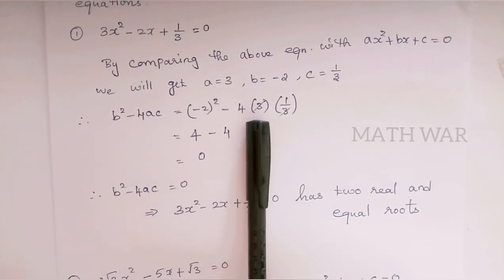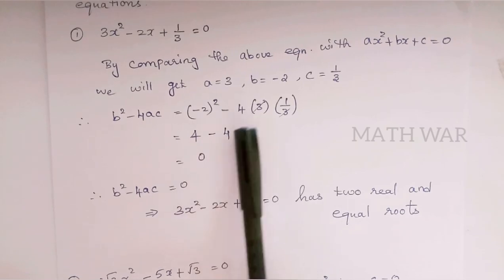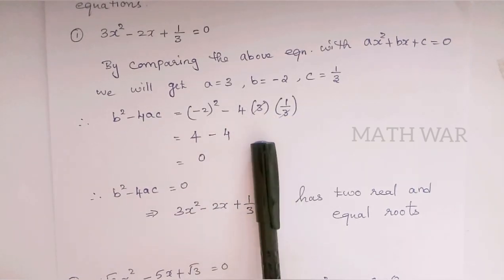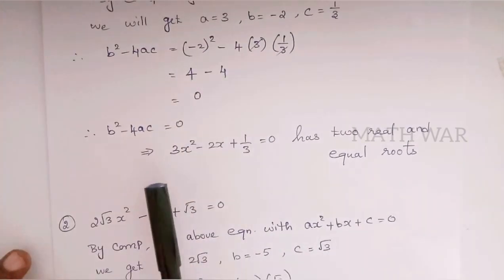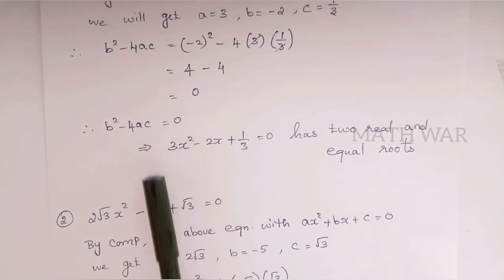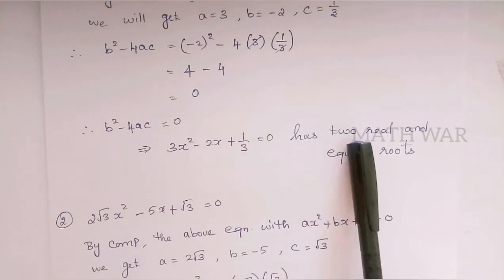3 and 3 will get cancelled. Minus 2 whole square is 4, minus 4, 4 into 1 is 4. So the answer we got is 0. Therefore, b square minus 4ac equal to 0, which implies the equation has 2 real and equal roots.